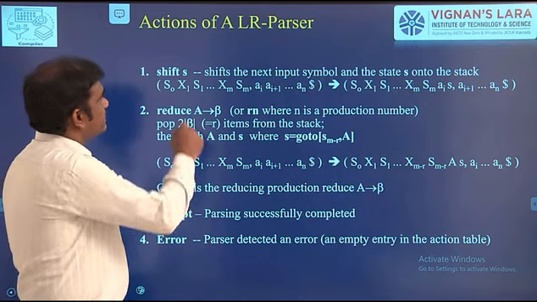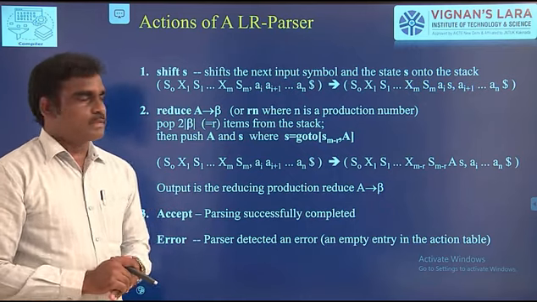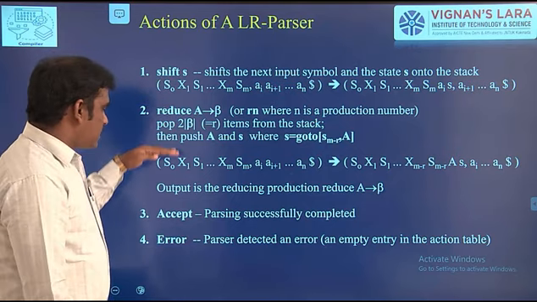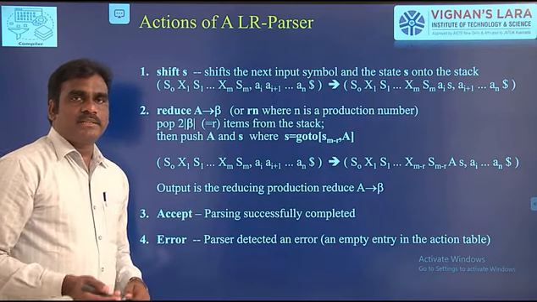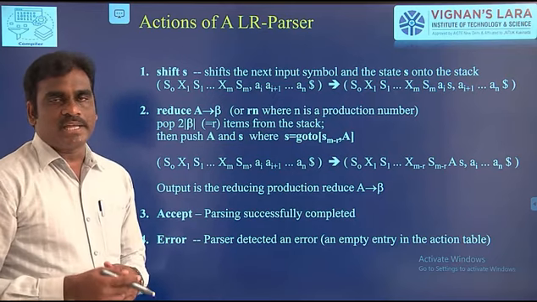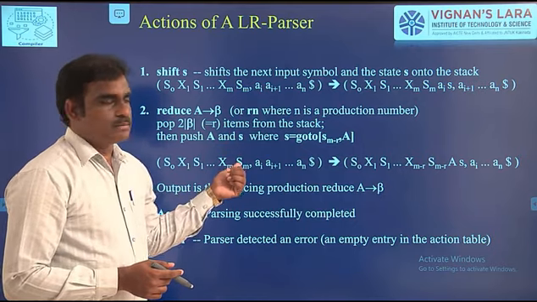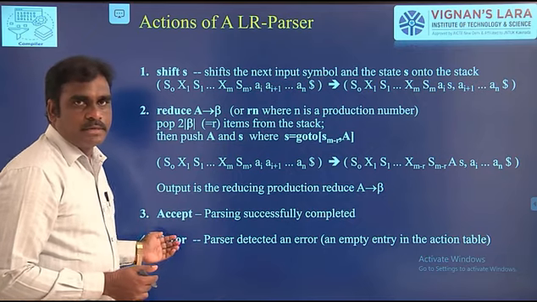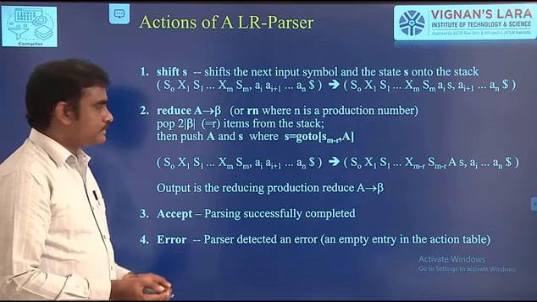In this case, the actions of LR parsers are total 4 kinds. One is shift, second one is reduce, the third one is accept, and the fourth one is error. While constructing the LR parsing tables, at that time we will discuss these 4 operations. We will see them at that time.